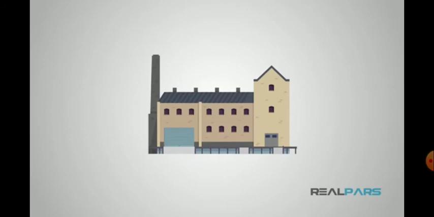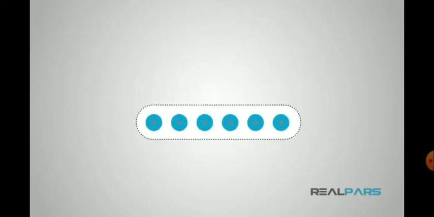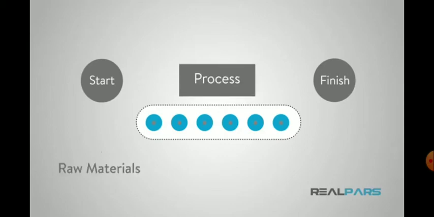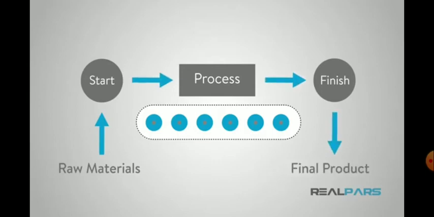Now, let's bring the same concept into a factory, the manual versus automatic concept. When we're going to manufacture a product, there's always a start line and a finish line. The start line is where the raw materials enter into the factory, and the finish line is where the final product is manufactured and ready to be shipped. Between the start and finish lines, there's a process that turns the raw materials into that final finished product.